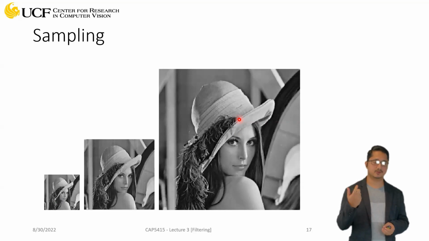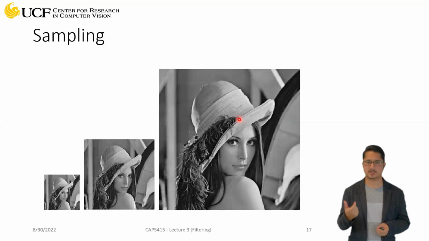And if you think about this, your cameras have this metric, right? Megapixels, how many megapixels your camera can capture images at. So that represents the sampling rate.